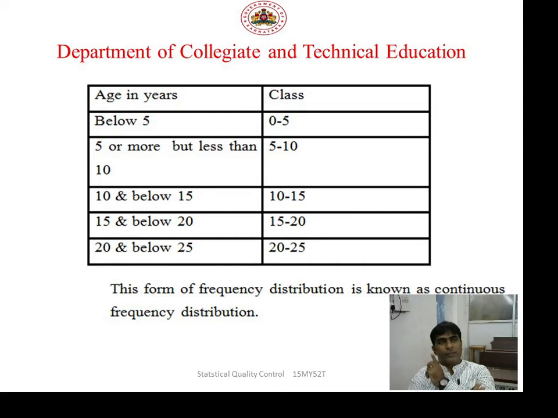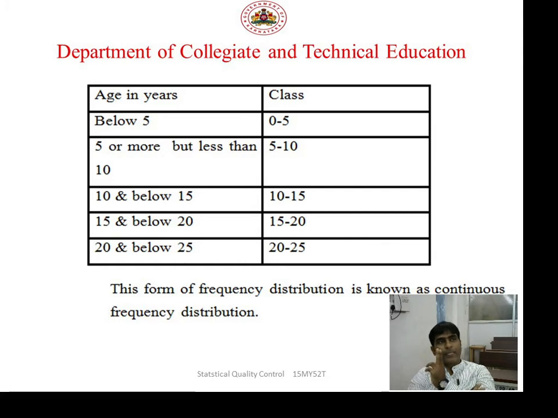In the earlier class it is below 5, here it is 5 or more, but less than 10 years. Okay, so next, 10, above 10 and below 15. So he has mentioned 10 to 15, above 10 and below 15. Now you can ask, 10 will be included in the second class because there he has given above 5 but less than 10. Okay, so 10 and 15 is the third case.